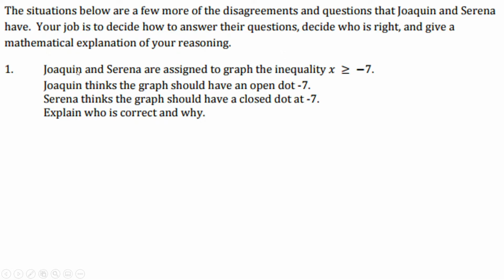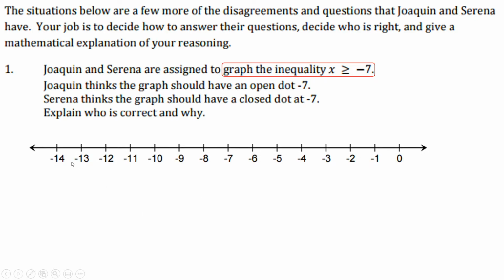So number one, Joaquin and Serena are assigned to graph the inequality x is greater than or equal to -7. Well, let's go ahead and join them in that assignment. So let's graph this inequality. Again, you could start with just a horizontal line without hash marks and numbers, but I think this was given in your activity, so there it is. Do you see the -7 is my key number right there? So I have that hash mark right there on -7, and I've got to look at this inequality now.